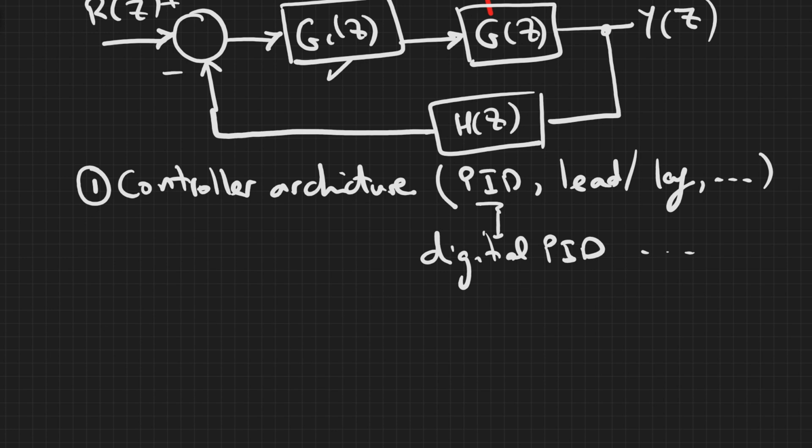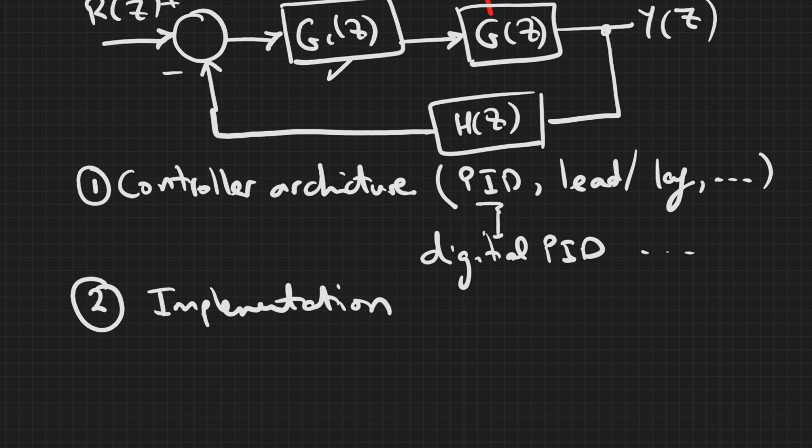So this is the architecture thing, and the second point is the aspect related to the implementation, which is quite important when we talk about digital control. This is also one other important aspect of control design, and then there is the actual design itself, so how you choose the parameters of the controller. Those are three important aspects related to the controller.